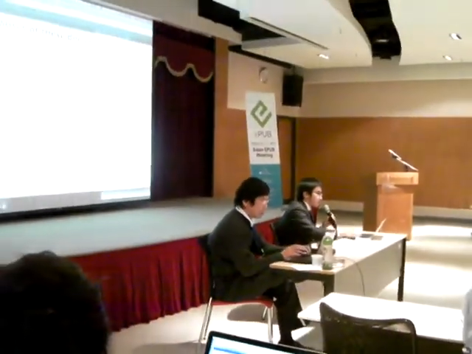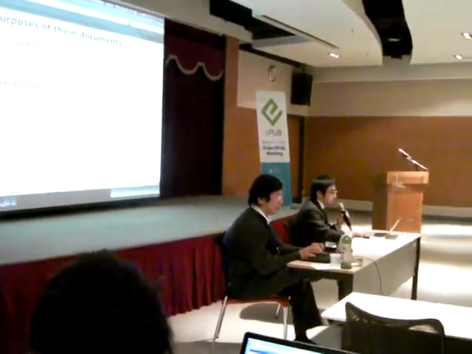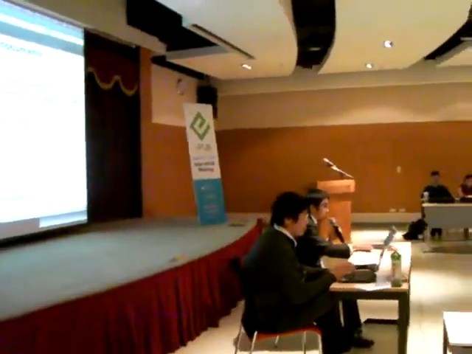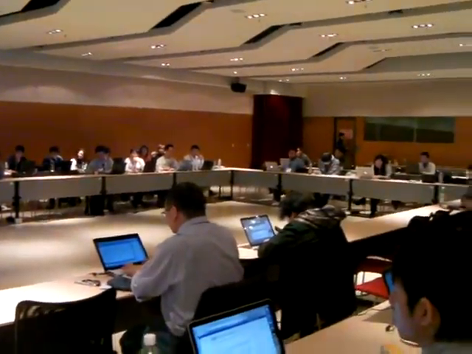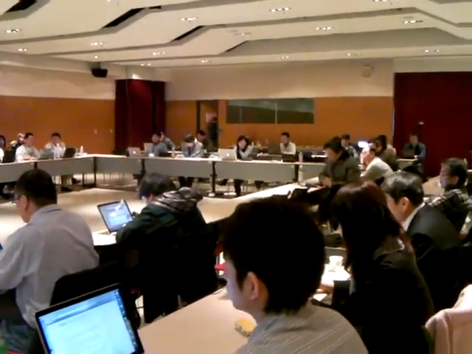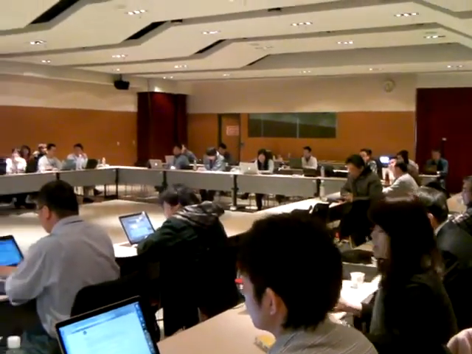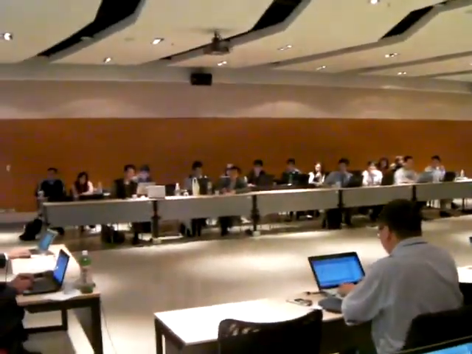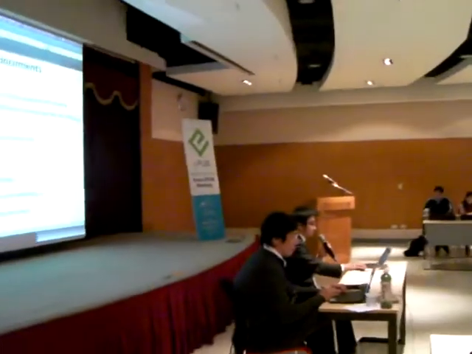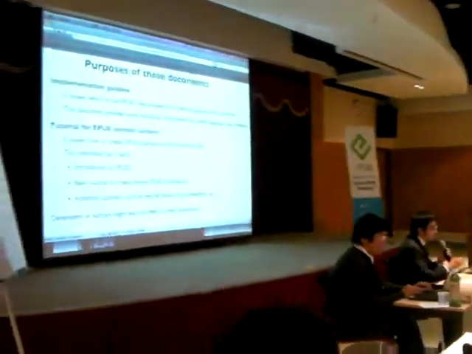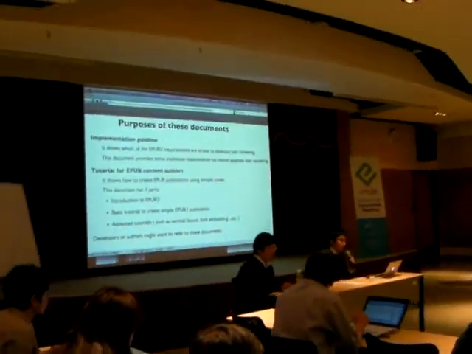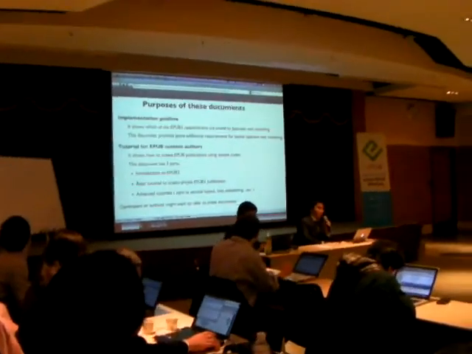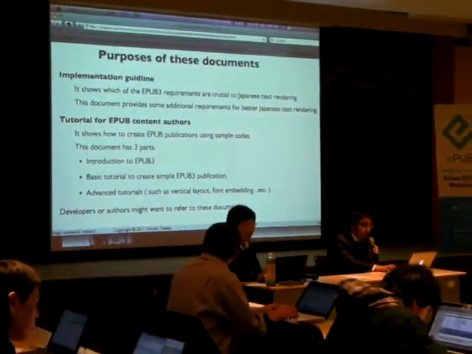This document contains some sample code, and it has two parts. One is an introduction to EPUB3, with a basic tutorial to create a simple EPUB3 publication. The last part is advanced tutorials, such as vertical layout, content editing, and Tate-chu-yoko, with more specific cases. Developers also might want to refer to this document.